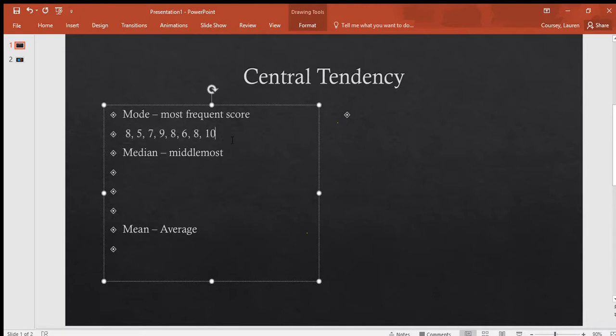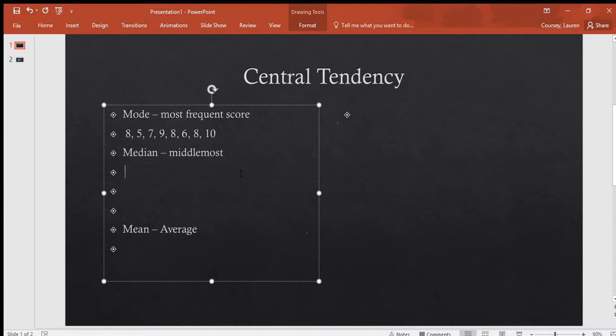If I wanted to determine the mode, I just look to see which is the most frequently occurring score. So that would, of course, be 8, and in fact, it's the only one that occurs multiple times. So I have 3 scores of 8, so that would be my mode. Okay? The median is the middlemost score.